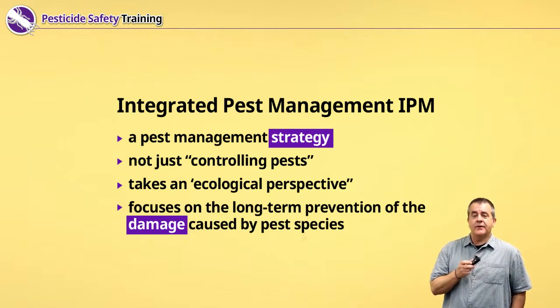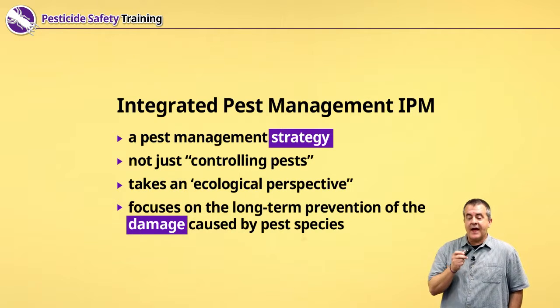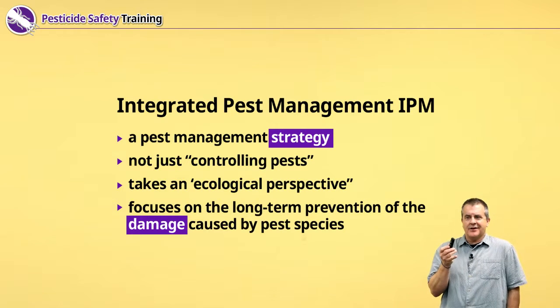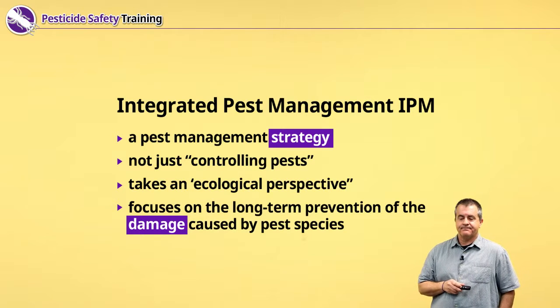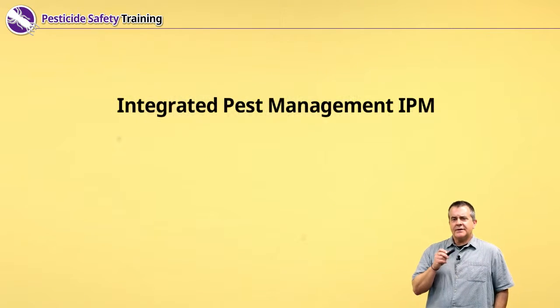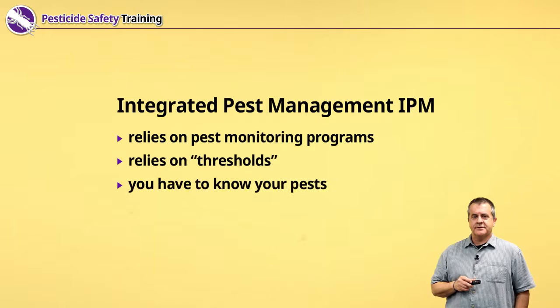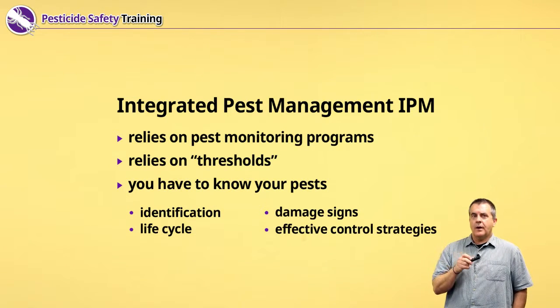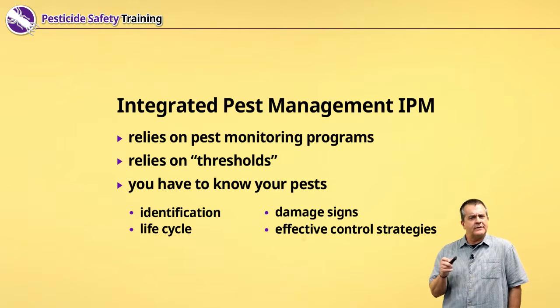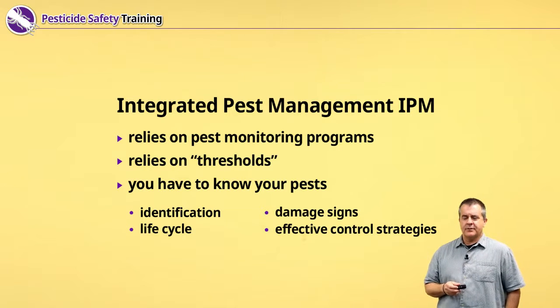It focuses on the long-term prevention of the damage caused by the pest species. Now this is an important principle because it's not just the presence of the species that's a problem. It's the damage that the species does. It relies a lot on monitoring programs. In other words, going out and looking for the pest, seeing at what population level the pest is, and what damage the pest is causing. So you have to do a lot of monitoring for the most part for most IPM programs.